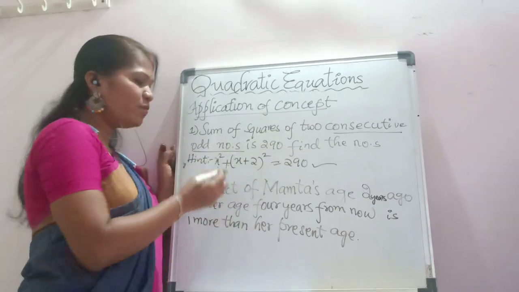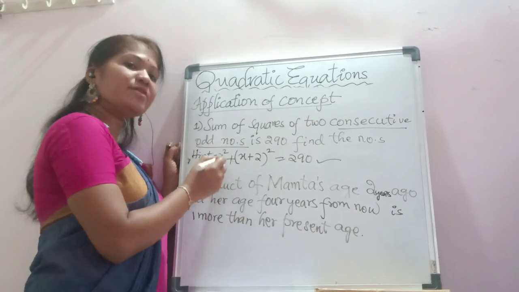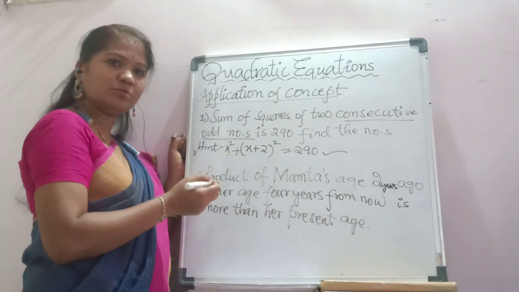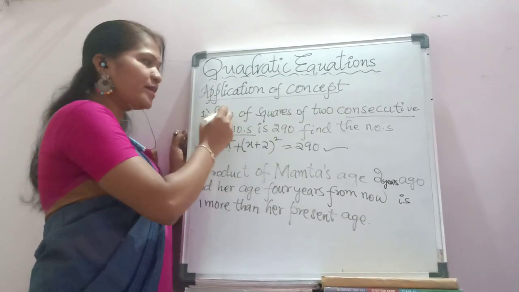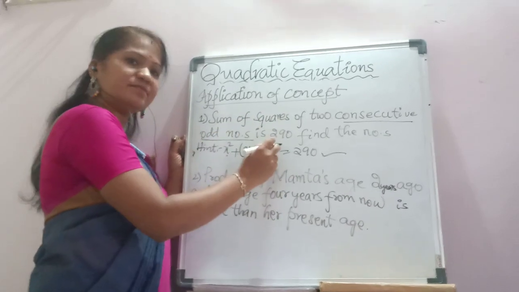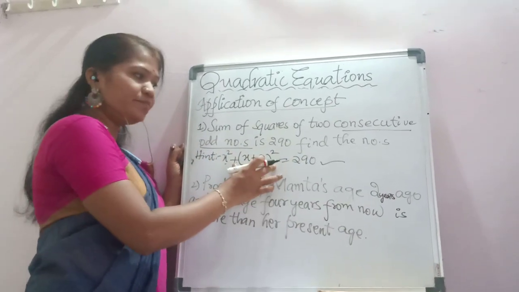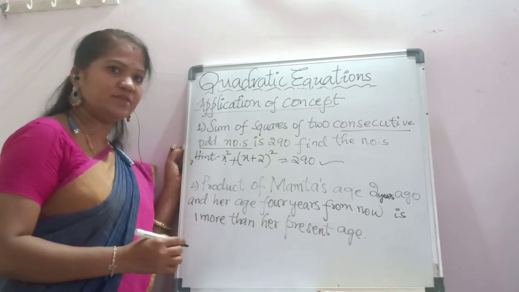So x plus 2. One odd number I took as x. The other consecutive odd will be what? x plus 2, because by their property they differ by 2, isn't it? So their squares, x square and (x plus 2) square, their sum is equal to 290. Expand it, you will get the quadratic equation, isn't it?